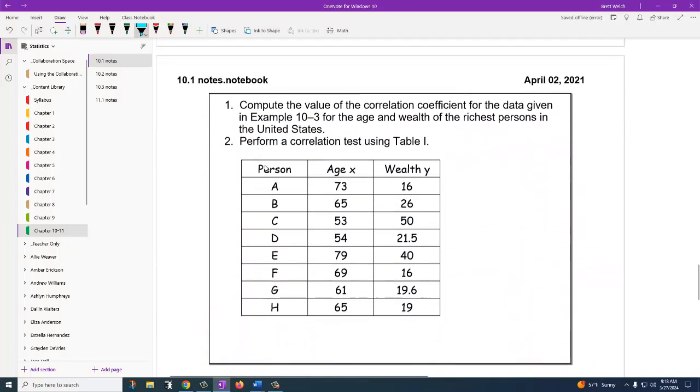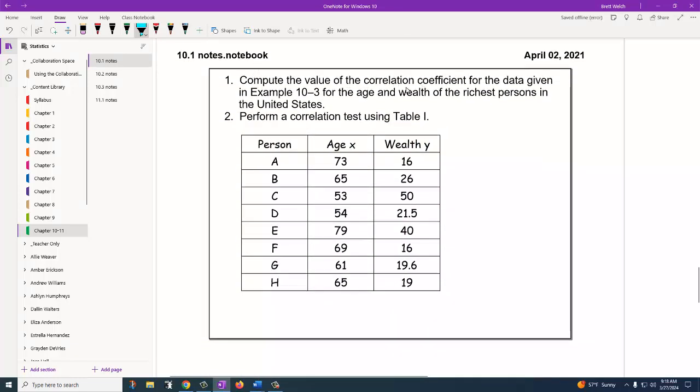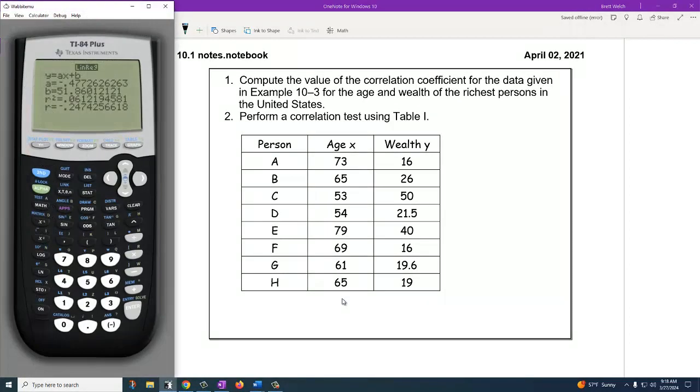All right. Compute the value. So we're going to go ahead and run through an example test on this question here. So stat, let's go to edit. First thing I want to do is actually put these numbers in. You can see I have some of them already in, but I need to put in the rest. So 16, 26, 50, 21.5, 40, 16, 19.6, and 19. All right. Doesn't matter if there's anything in the other tables or not.